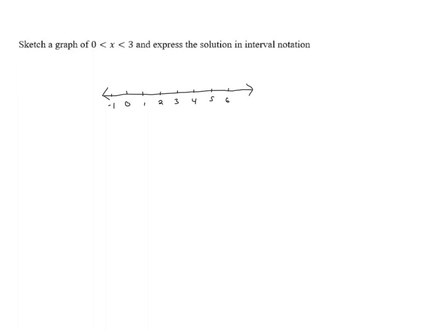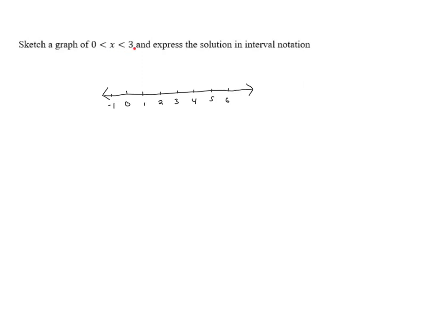Now, if we look at the first part of the inequality, 0 is less than x, that's really the same as x is greater than 0. So one of the restrictions is that x has to be larger than 0. That means that we're looking for numbers that are to the right of 0.